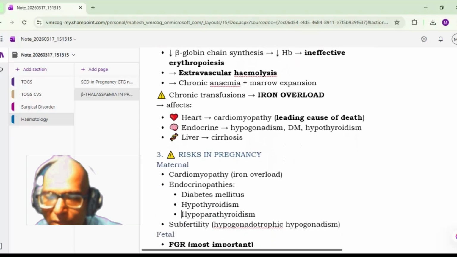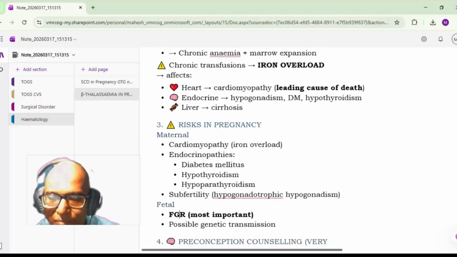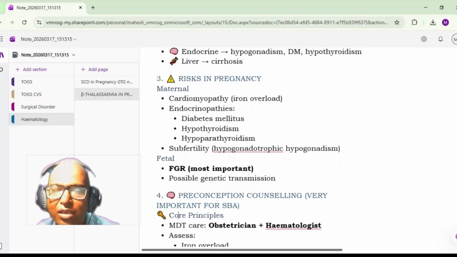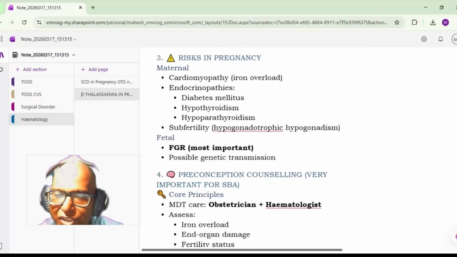So what are the risks in pregnancy in patients with thalassemia? Maternal, there can be cardiomyopathy. Endocrinopathies can be there, that is diabetes mellitus, hypothyroidism, hypoparathyroidism, and there will be subfertility mainly because of hypogonadotrophic hypogonadism. In the fetus there will be FGR, and there is a possibility of genetic transmission of the disease.